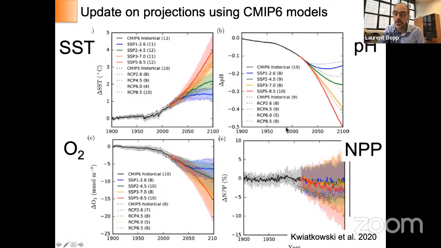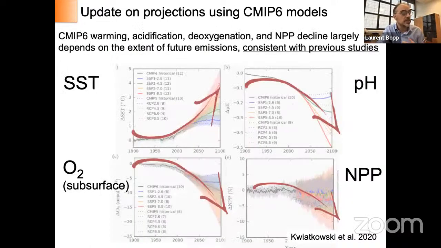So very similar plots to the ones I showed for CMIP5. What you have on the top left are warming projections: sea surface temperature, surface pH, subsurface oxygen, and NPP. And what you see, of course, is that the new generation of models still project warming, which is different for the different scenarios, ocean acidification, deoxygenation, and a decline in NPP.